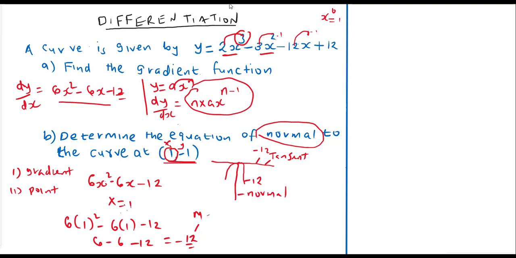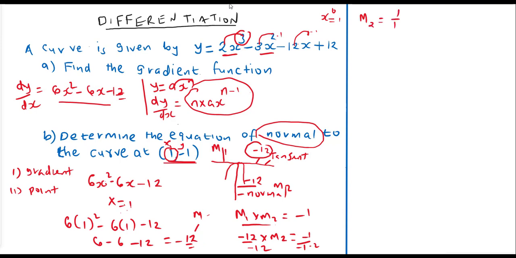The concept of perpendicular lines states that if we multiply their gradients, assuming that the gradient of the normal is m2 and the gradient of the tangent is m1, then m1 times m2 gives us negative 1. Since we have the gradient of the tangent, which is negative 12, using this formula we can get the gradient of the normal. So negative 12 multiplied by m2, which is the gradient of the normal, equals negative 1. Dividing both sides by negative 12, we get the gradient of the normal as positive 1 over 12.